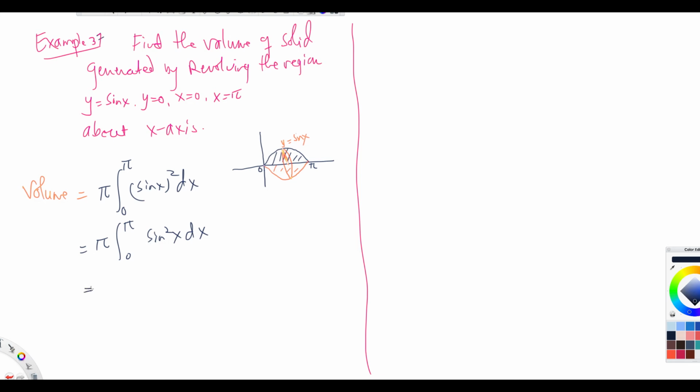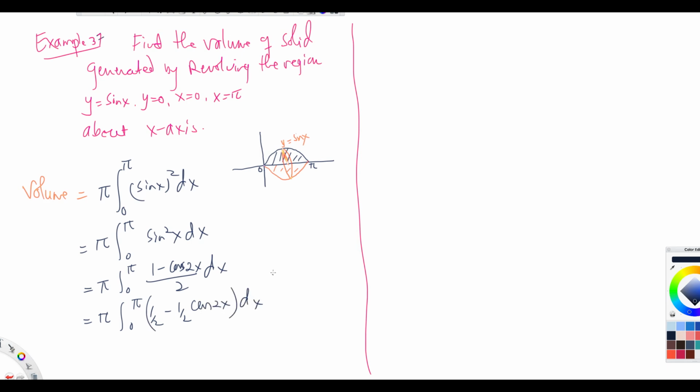If you go to the very first page of your textbook, you will get a list of formulas there. Okay, so that will be pi and then 0 to pi. Let me keep that 0 to pi. Sine squared x is 1 minus cosine 2x over 2 dx. That's how it works. All right, now we will split that: pi times the integral from 0 to pi of 1/2 minus 1/2 cosine 2x dx is here.